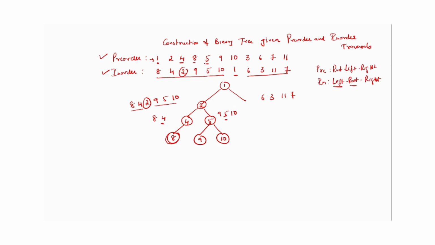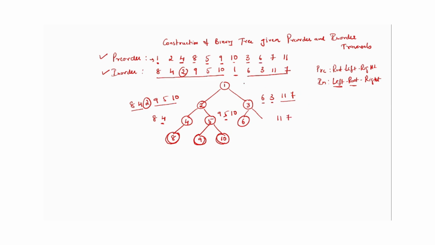Now after 5, we'll check 9. 9 is already there. After 9, we'll check 10. 10 is already there. Now we'll check 3. 3 is here, therefore I will write down 3, which is the root. There is only one element to the left, so I will write down 6 here, and there are 2 elements to the right, so I will write those elements as they are. So we have checked 3.